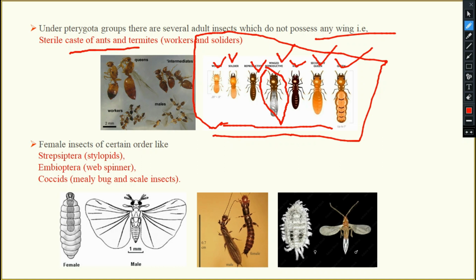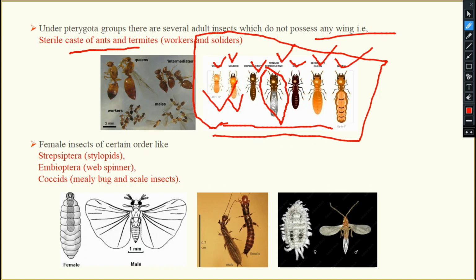In their whole system, different castes are there. Out of that, in case of your sterile caste, that is your soldier and worker, they do not possess wings. Reproductives sometimes possess wings, sometimes they do not. Clear? Up to this clear? Sir, repeat, sir. Okay.